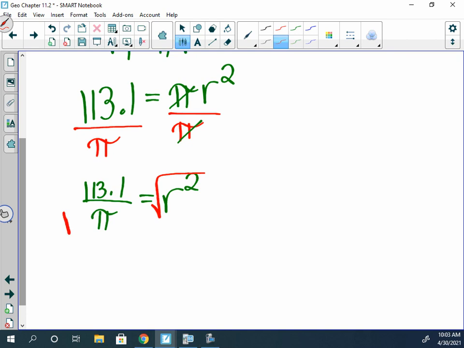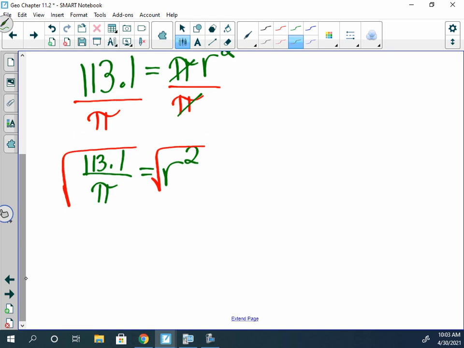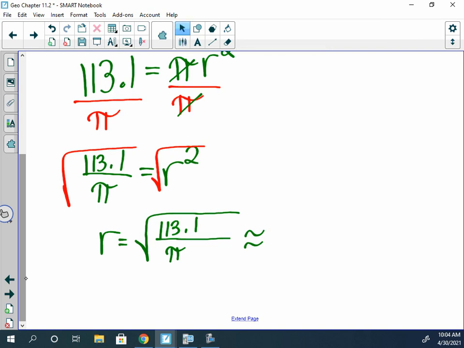Now we're going to square root both sides, because the square root of r squared becomes r, which is equal to the square root of 113.1 divided by pi. Now that we do have the value of r by itself, then I would plug it into the calculator. Because we're going to plug it in anyways, why not wait till the end? So we're not plugging in multiple things over and over again.